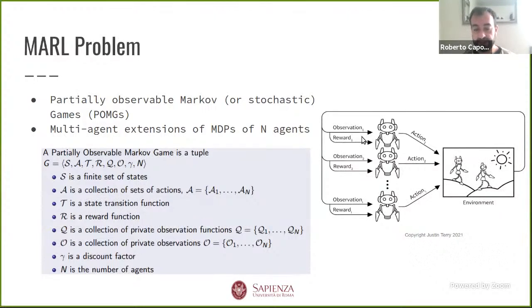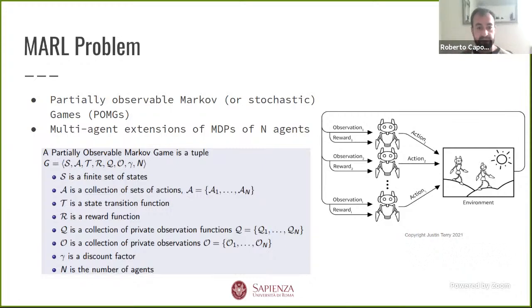And each agent receives an observation that might be different from other agents, and also a reward that can be different from other agents. Now, whether the observation is different or is all the same, or the reward is the same or different, that generates sub-problems in multi-agent reinforcement learning that we'll be briefly discussing.